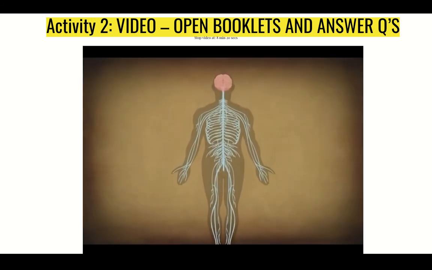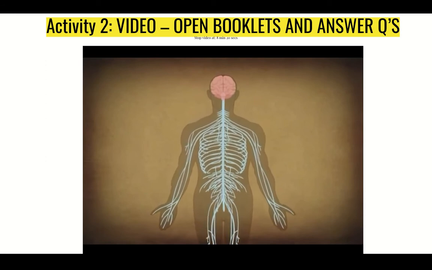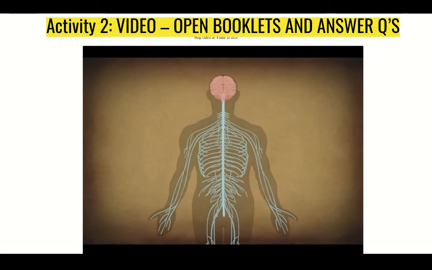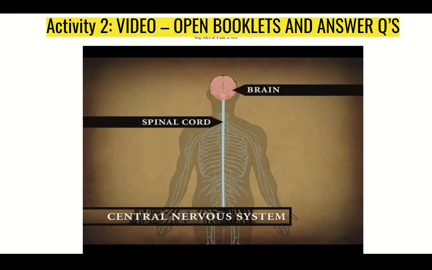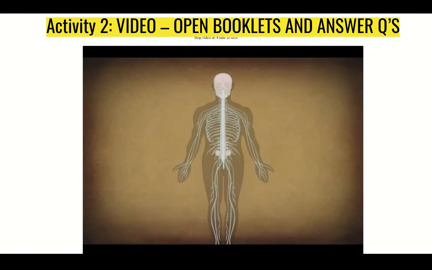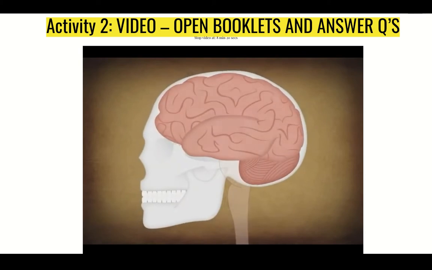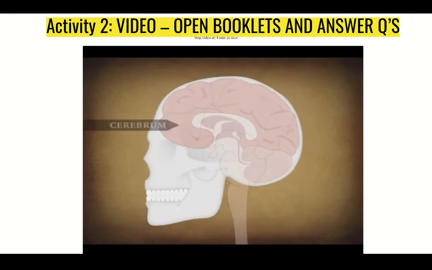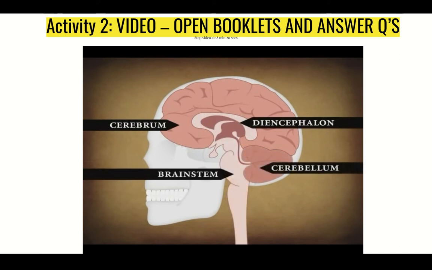The nervous system is divided into two parts, the central nervous system and the peripheral nervous system. The central nervous system consists of the brain and spinal cord, which lie within the bones of the skull and vertebral column. The peripheral nervous system includes all the rest of the nervous system. The brain is divided into 4 major functional areas: the cerebrum, diencephalon, brainstem, and cerebellum.